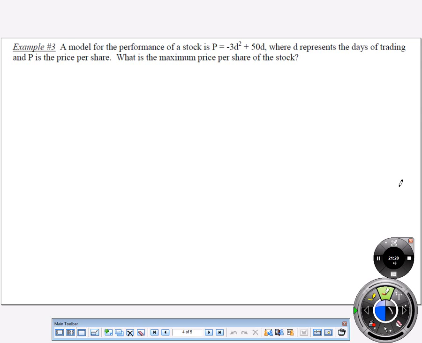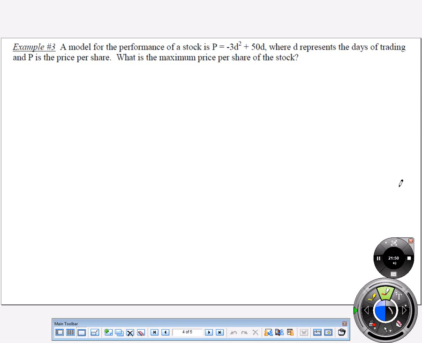So they say a model for the performance of a stock is given by this equation. P equals negative 3D squared plus 50D, and D represents the days of trading. So if I want to find out where the stock is after 5 days of trading, I plug 5 in for D, and I'll calculate some sort of P that will give me the performance of this stock. Okay? Does that make sense how it generally works? Okay. So they're giving you the equation.